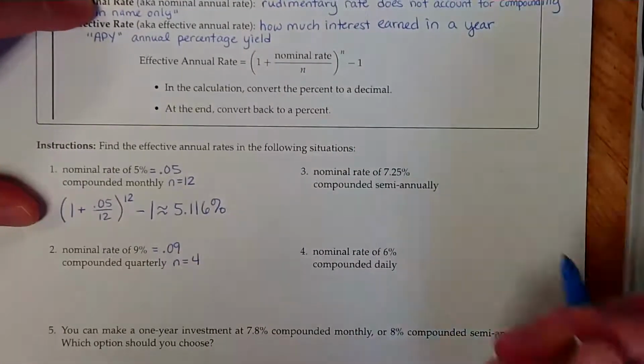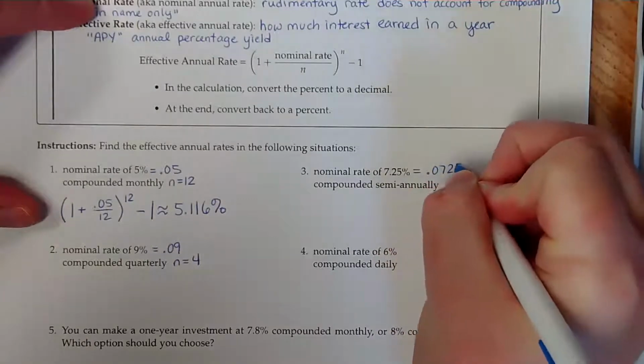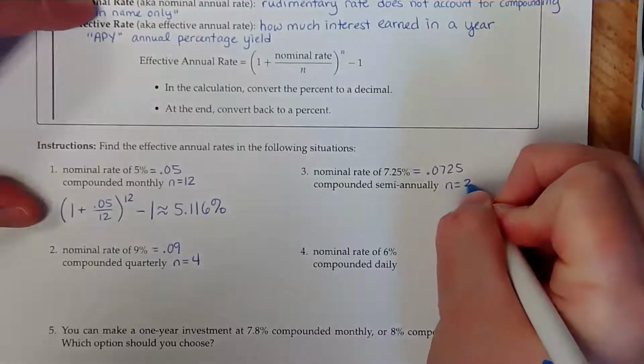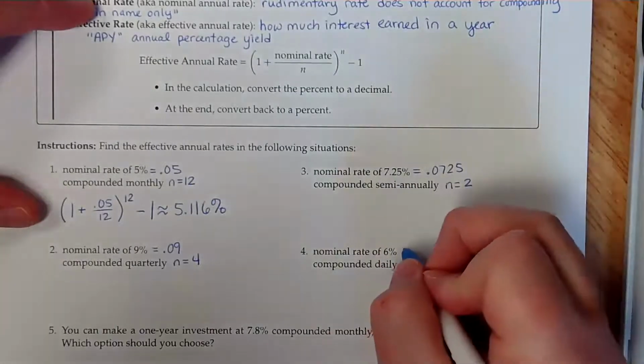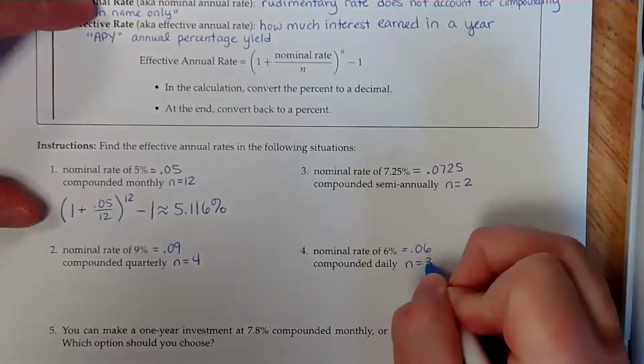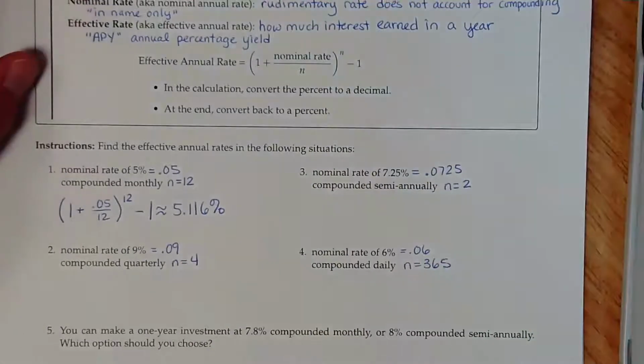Nominal rate of 7.25% is going to be 0.0725, and semi-annually means twice a year, so n is 2. Nominal rate of 6% is 0.06. Compounded daily is n is 365. All right, so I'd like you to pause the video and give those ones a whirl.